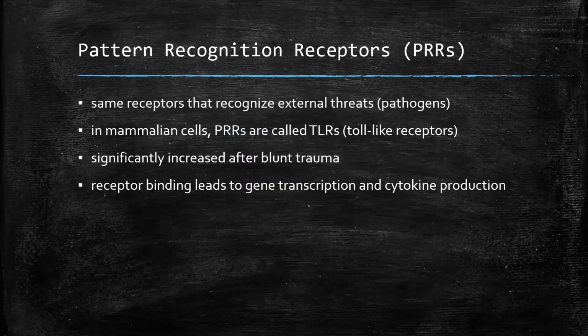So these pattern recognition receptors, again, we just mentioned this, but they're the same receptors that recognize external threats. So this goes back to that danger idea. Pathogens are dangerous. Dead tissue is dangerous. The immune system responds really identically. These pattern recognition receptors are significantly upregulated after blunt trauma. And the ultimate goal of all this binding is to lead to gene transcription and ultimately cytokine production.